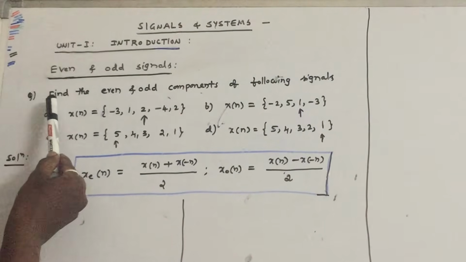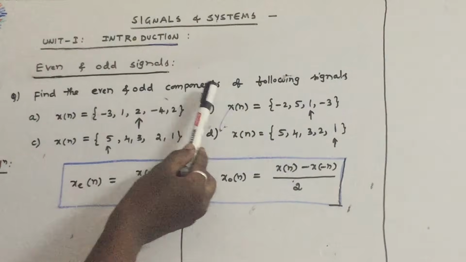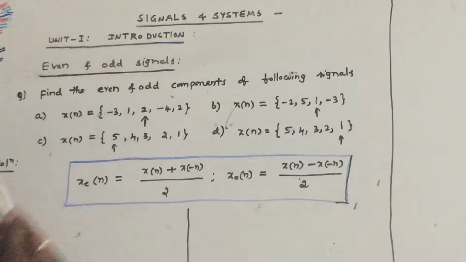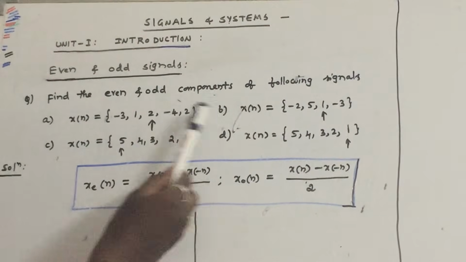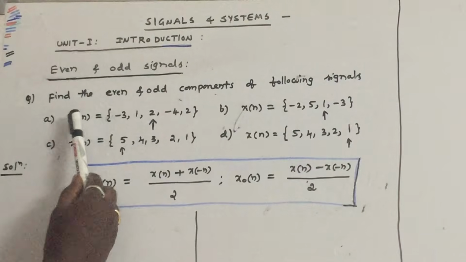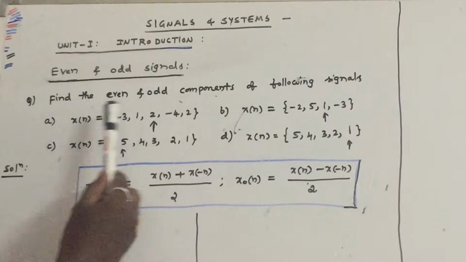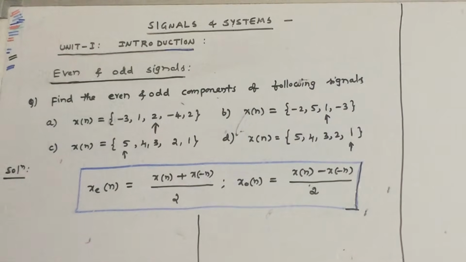So let us see this question. Find even and odd components of the following signals. Here 4 questions are given: A, B, C, D. We have to find out even and odd components of these discrete time signals.